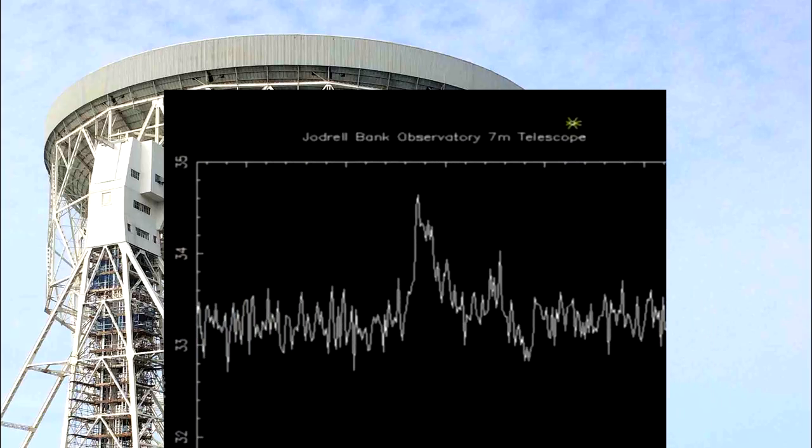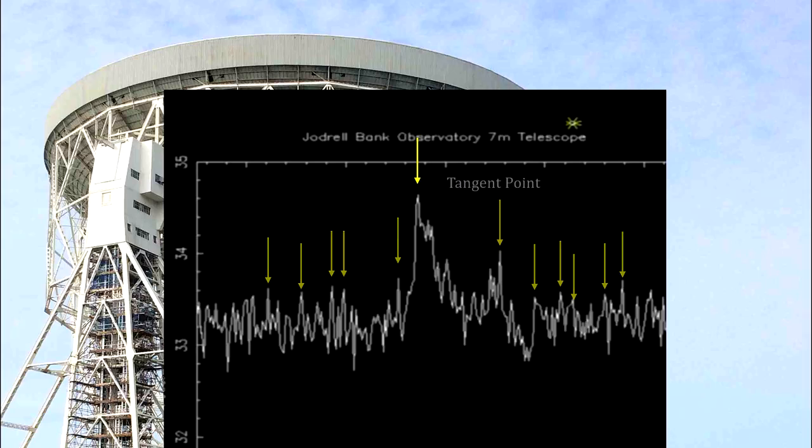In this line of sight reading, we see a number of peaks. Each one represents a cloud. Peaks have different frequencies because the clouds have different radial velocities. The maximum peak is from a cloud whose radial velocity is close to its total orbital velocity.